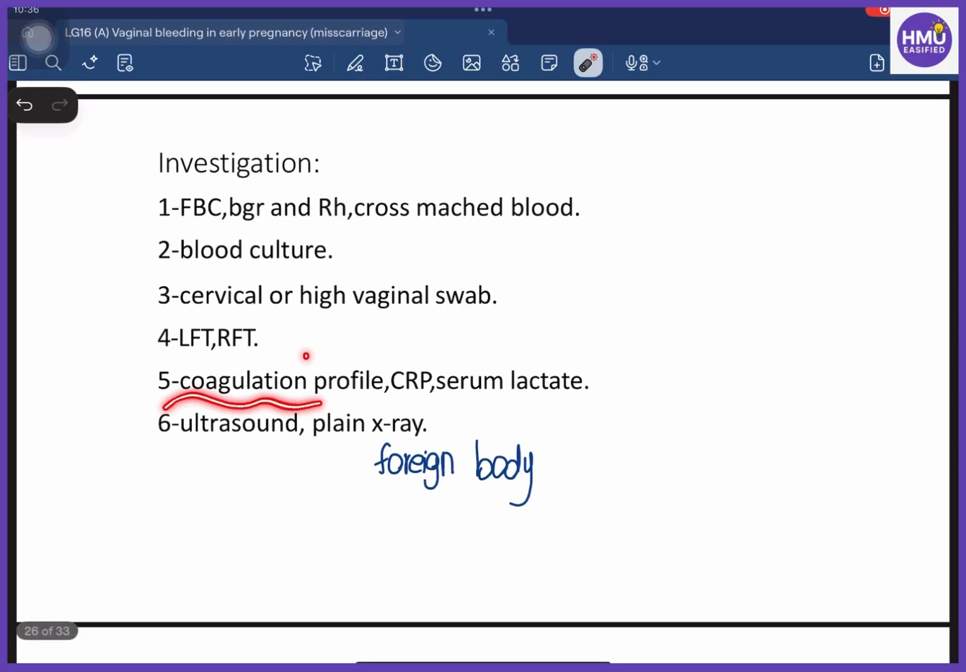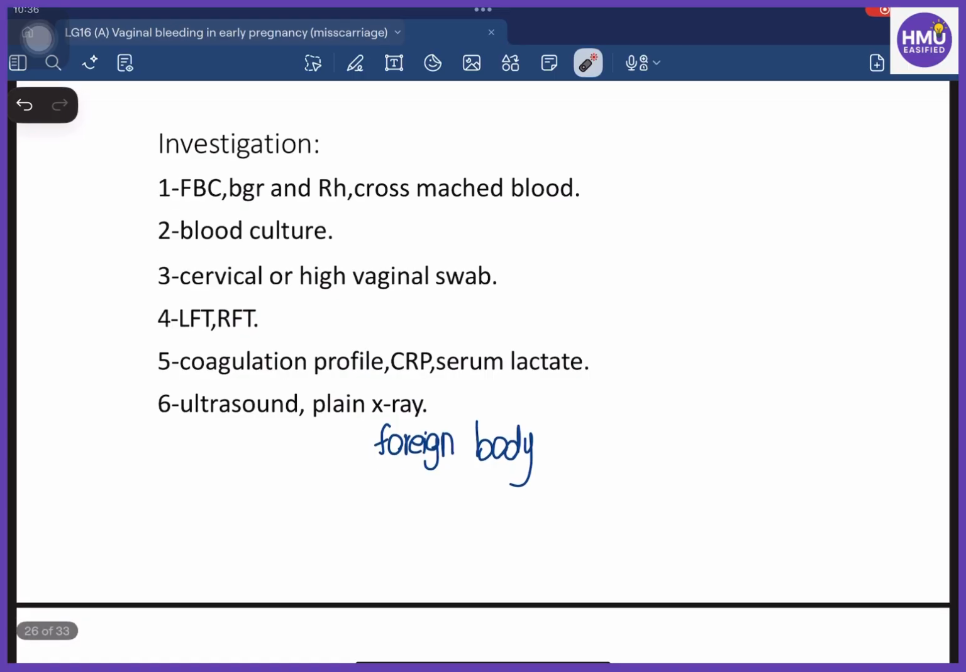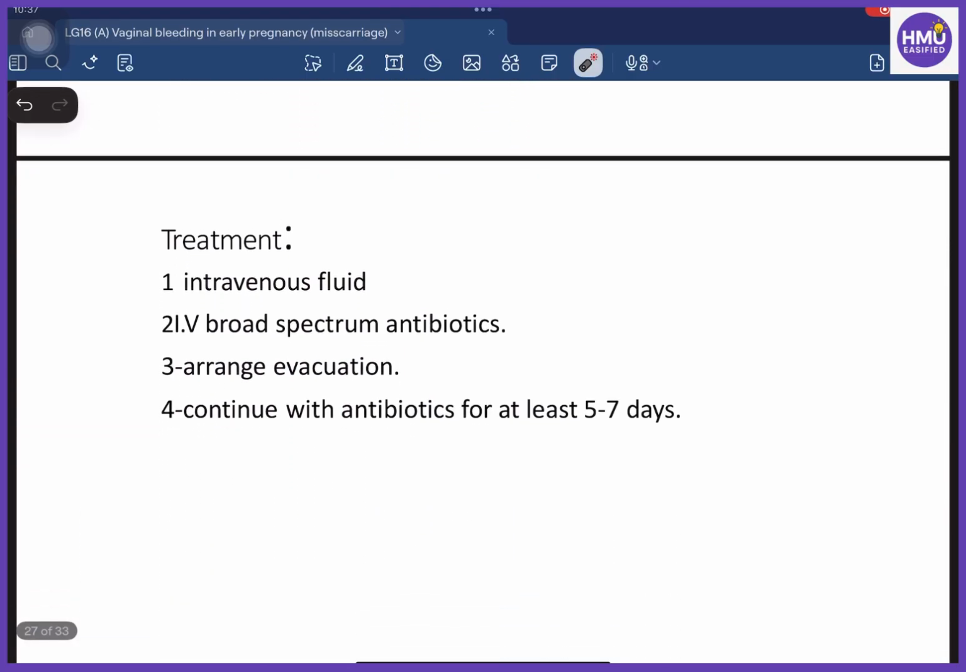Coagulation profile, because of DIC, we should check. CRP is markedly elevated in septic miscarriage, and serum lactate is for identifying septic shock. In septic shock, serum lactate is, I think, more than 2, which is suggestive of septic shock. Ultrasound and plain x-ray, to look for foreign bodies, but foreign body with CT, and termination of pregnancy, x-ray, to see if there is a foreign body in the uterus.